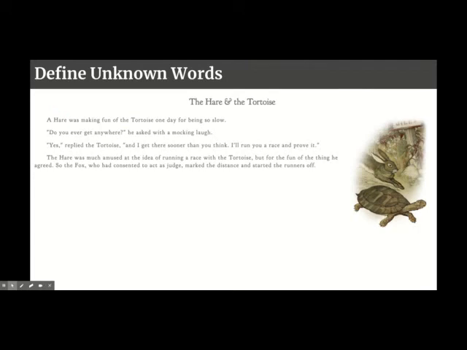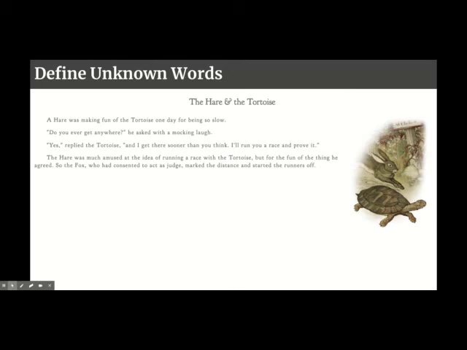"Yes," replied the tortoise, "I get there sooner than you think, and I'll run you a race and prove it." The hare was much amused at the idea of running a race with the tortoise, but for the fun of the thing he agreed. So the fox, who had consented to act as a judge, marked the distance and started the runners off.